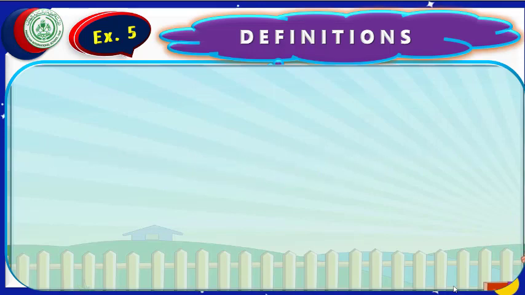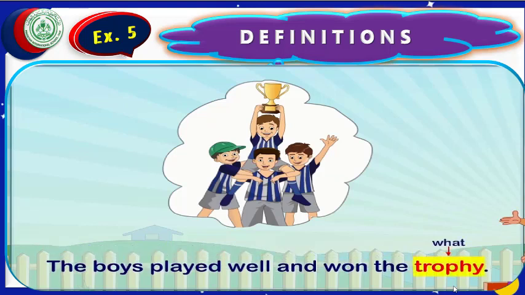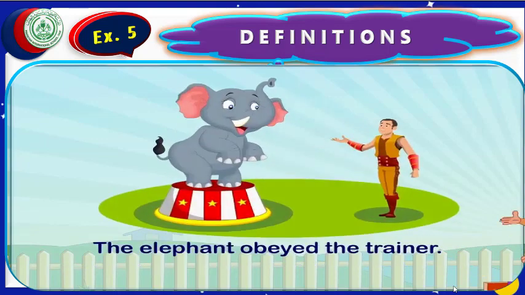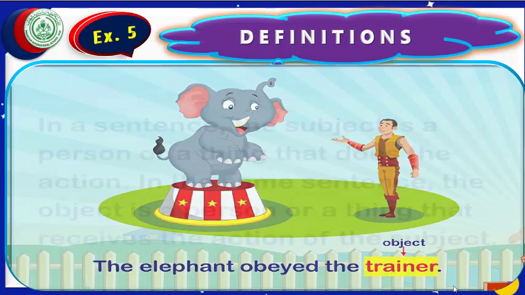For example, the boys played well and won the trophy. Here, trophy gives the answer to the question what and thus is the object of the sentence. The elephant obeyed the trainer. Here, trainer gives the answer to the question whom. And this is the object of this sentence.